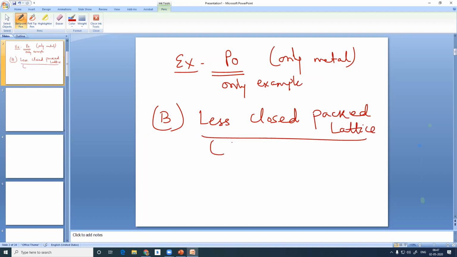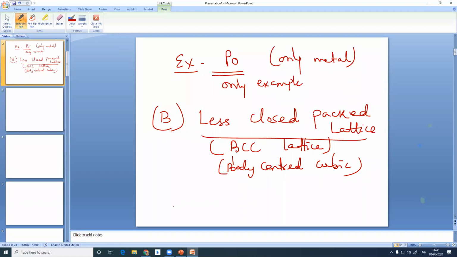And that is BCC lattice. And you already know the full form of BCC: body centered cubic. Just write a few lines before we draw the point structure, and then we will draw the filling diagram only as much as required for our geometry purpose, because we have to avoid becoming an artist.